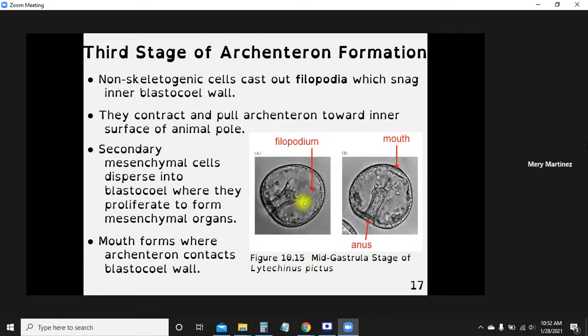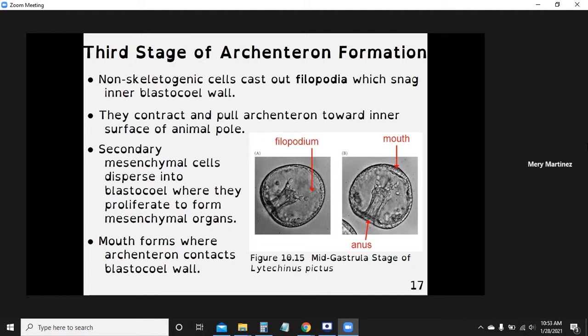So here we see it, all the Phyllopodia going up, attaching to the roof of that gastrula, and attaches really tight to that wall of the blastocele. So they contract and pull the Archenteron toward the inner surface of the animal pole. So these cells on the inner surface of the animal pole appear to have specific target proteins to which this Phyllopodia will attach. So there are specific proteins, okay?